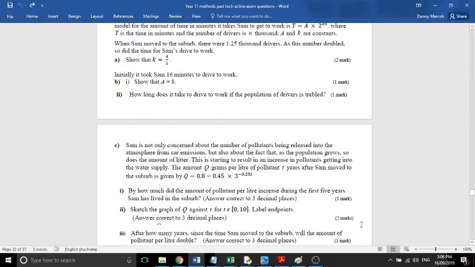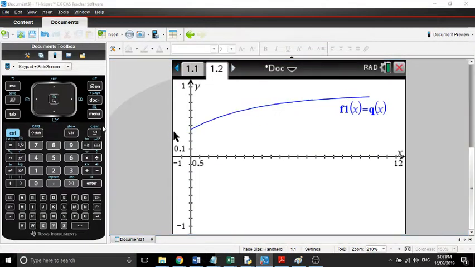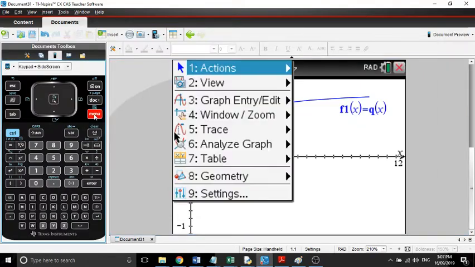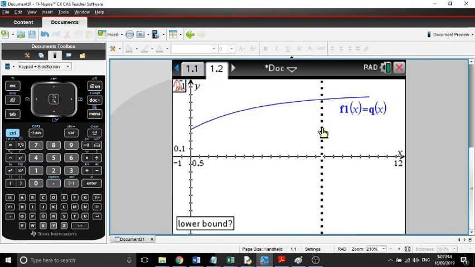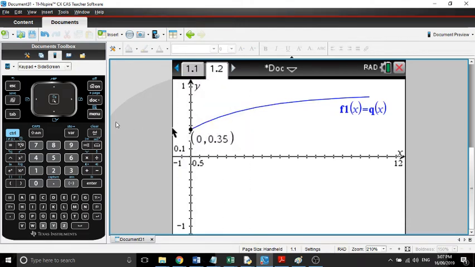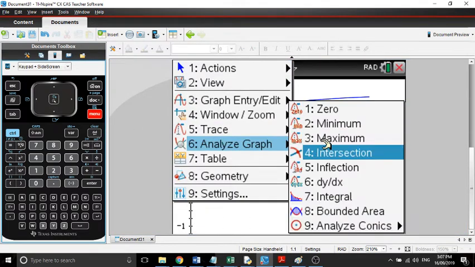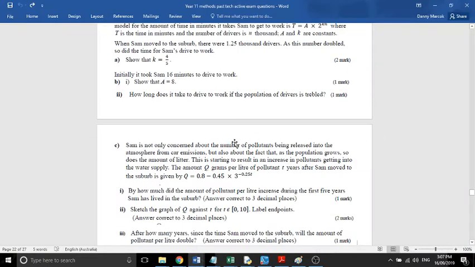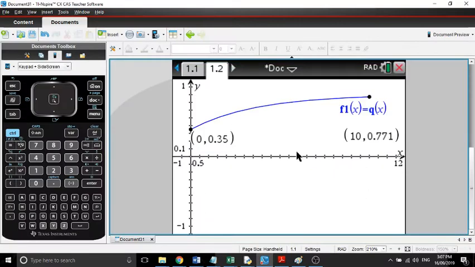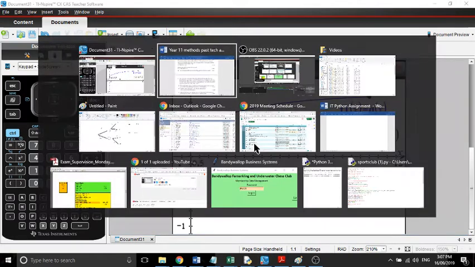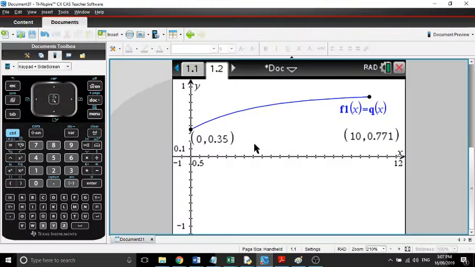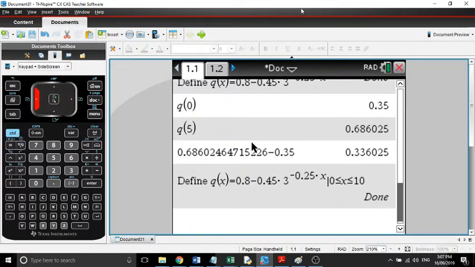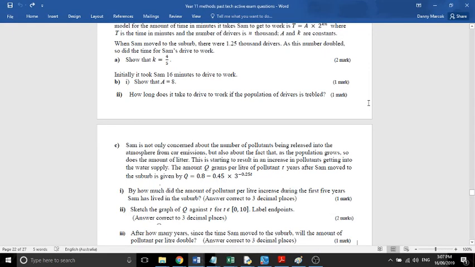Sketch a graph, label endpoint so we know that this is a 0. So endpoint here, let's see if we can do a minimum. Let's graph minimum, 0.35, and analyze graph maximum, 0.771. So we want 3 decimal places. That's given us 3 decimal places. Here, we substitute x of 0. So let's see what we end up with. Q of 0 when it was 0.35. That's just it. Won't get anything else.